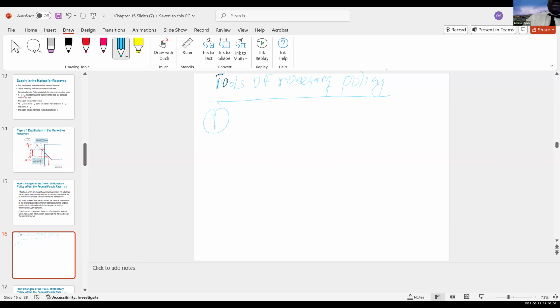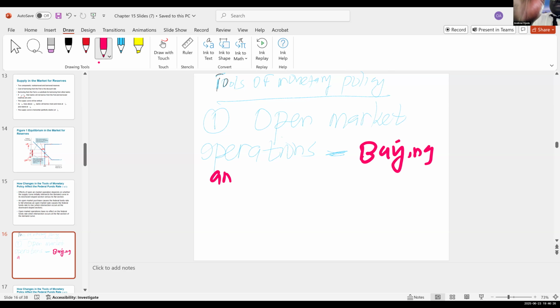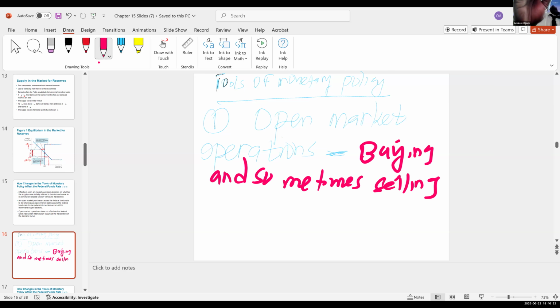to understand that. Okay, so let's say the first main tool of monetary policy is open market operations, which is defined as buying and sometimes selling treasury securities, or just securities, by the Fed.